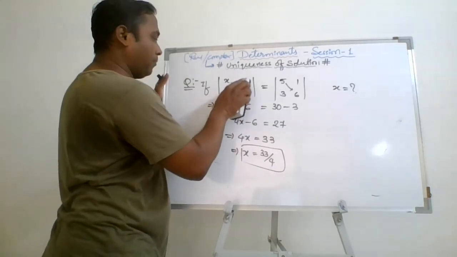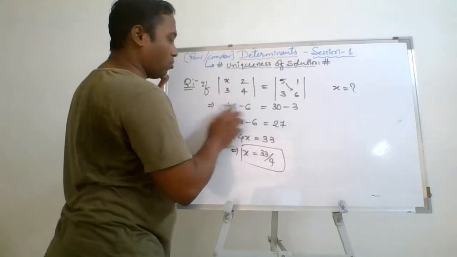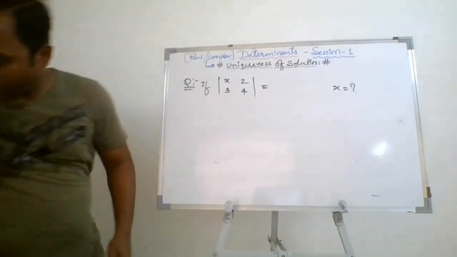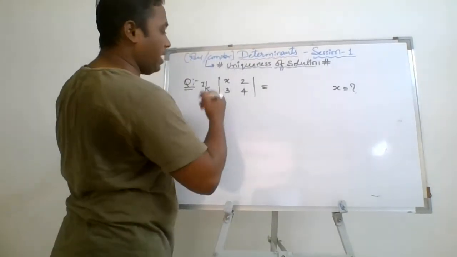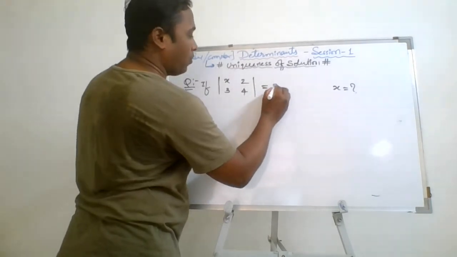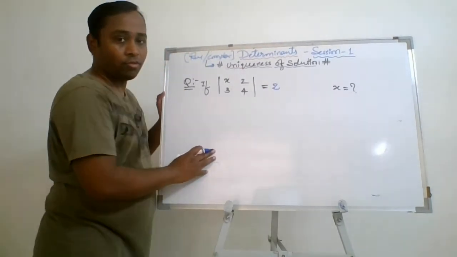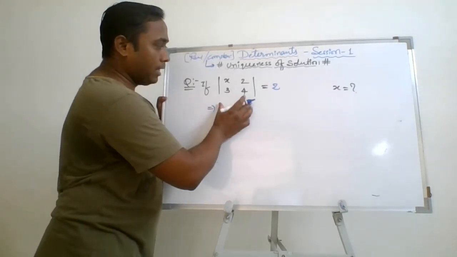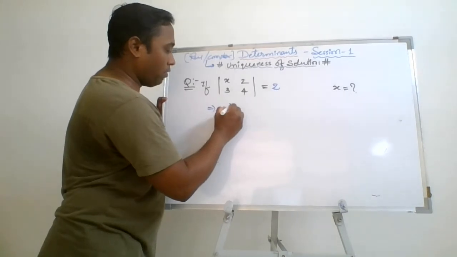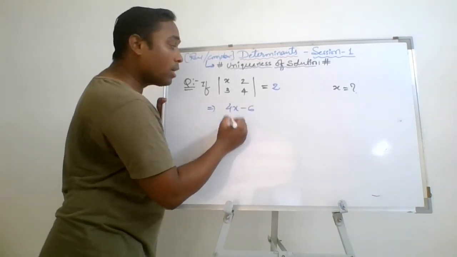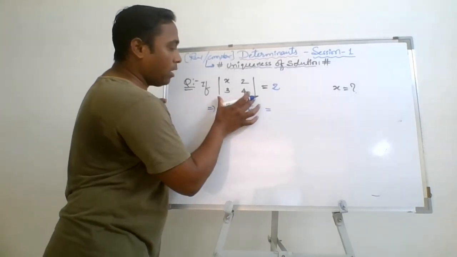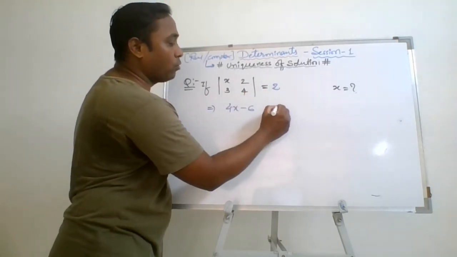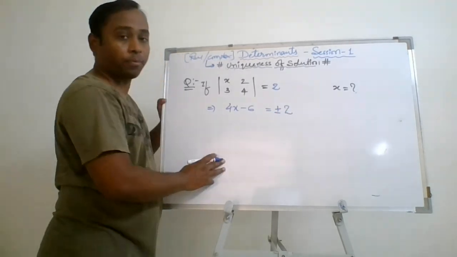I am taking the same. See the change in the question. Find the value of x if this determinant is equal to 2. Now the change in the question. See, when you are calculating this determinant, it would be 4x minus 6 only. But when you are eliminating this determinant, when the determinant value is given, you need to take plus or minus 2 both.